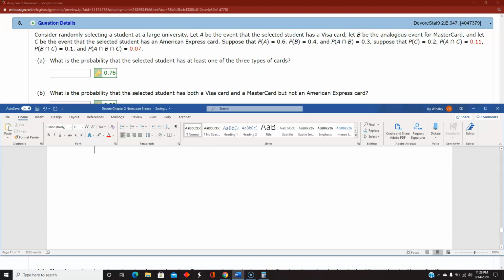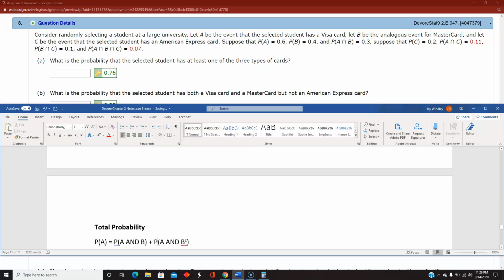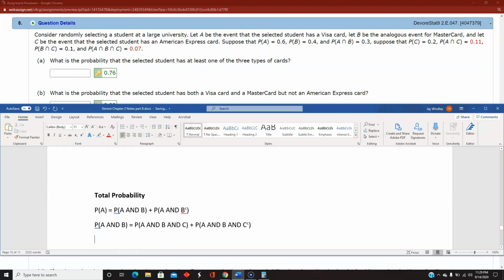referred to as total probability, or the total probability theorem, something along those lines, which says something like this. The probability of A is the probability of A and B plus the probability of A and not B. In other words, B either happens or it doesn't. So when A happens, A either occurs with B or A occurs with not B.